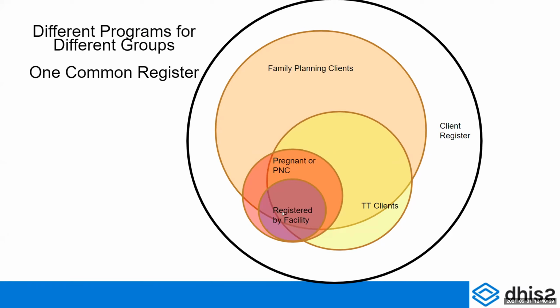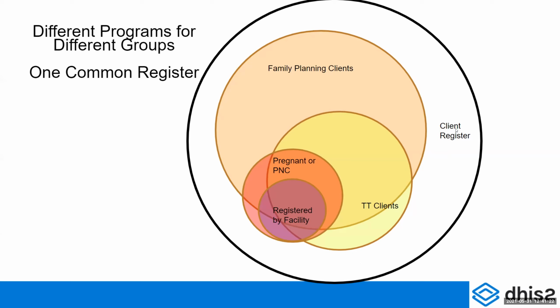Some of them are registered at the public facility, but we also have private facilities in Bangladesh where these clients get missed, or they are not family planning clients. Then we also have women who are pregnant or are on PNC, and you can be on PNC and be a family planning client, for example. And of course, we have the TT clients, which can include pregnant women, those who are registered at the facility, or those who are registered in the community, which would include the client register.